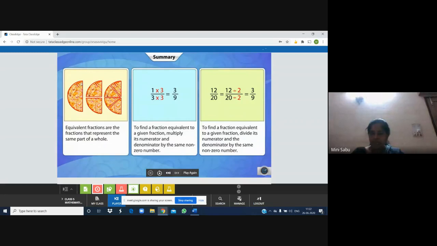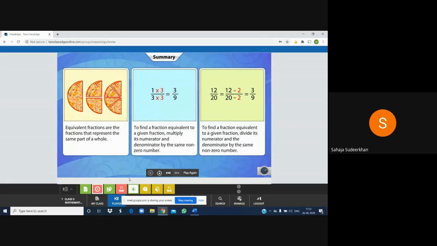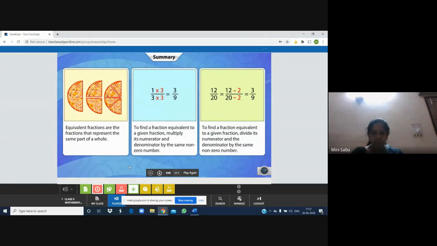And the first child cut the pizza into 2 pieces. Second one cut it into 4 pieces. And the third child cut it into 8 pieces. I hope you remember. Do you remember it, children? Yes, ma'am. Okay, good. Okay, now coming to the second point.